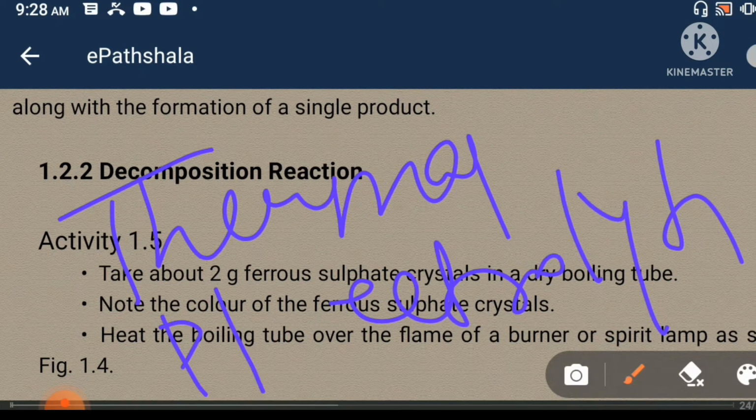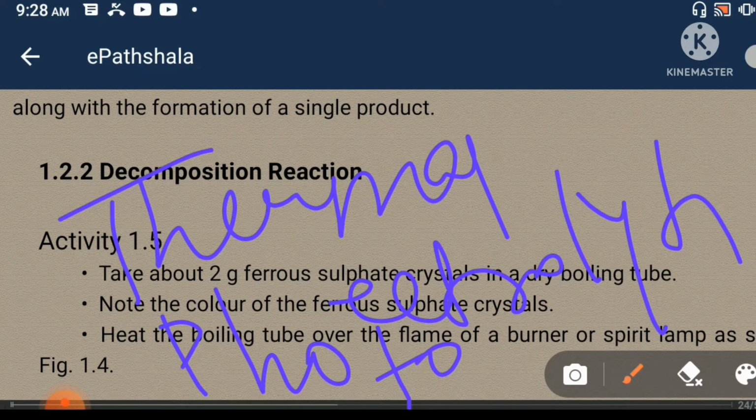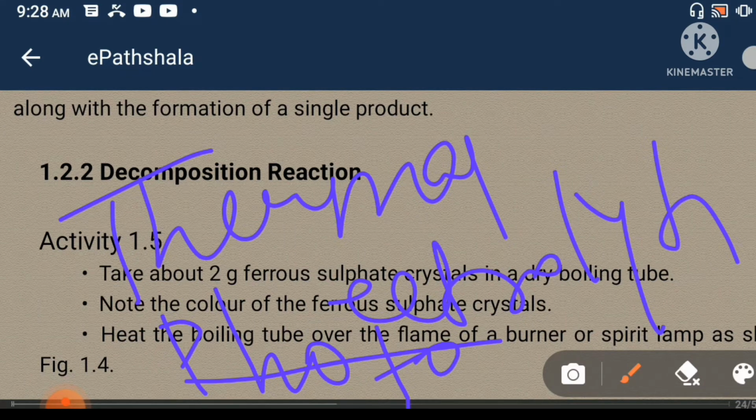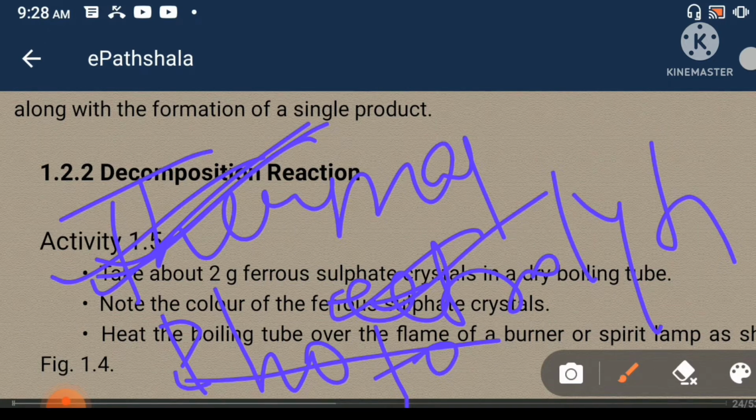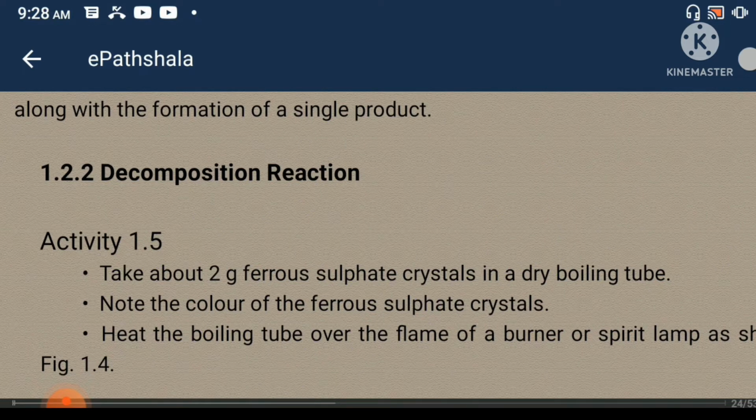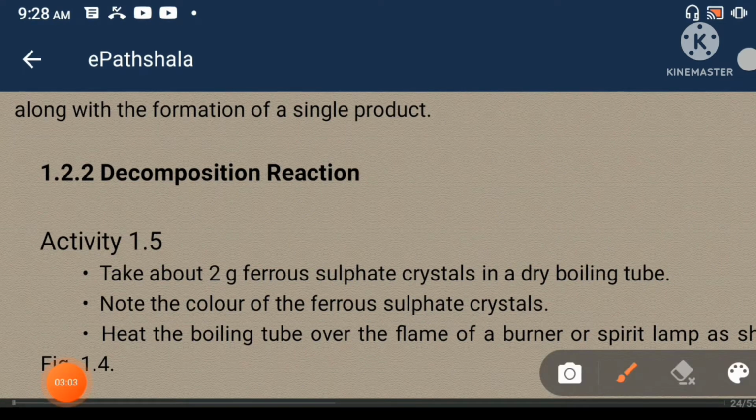Photo means light. Photo decomposition reaction or photolysis is a decomposition reaction taking place by absorption of light, mainly sunlight. Photo means light. So, thermal is the reaction taking place by absorbing heat; the reaction taking place by electricity is called electrolytic or electrolysis; and the reaction taking place by absorbing light, mainly sunlight, is called photo decomposition.